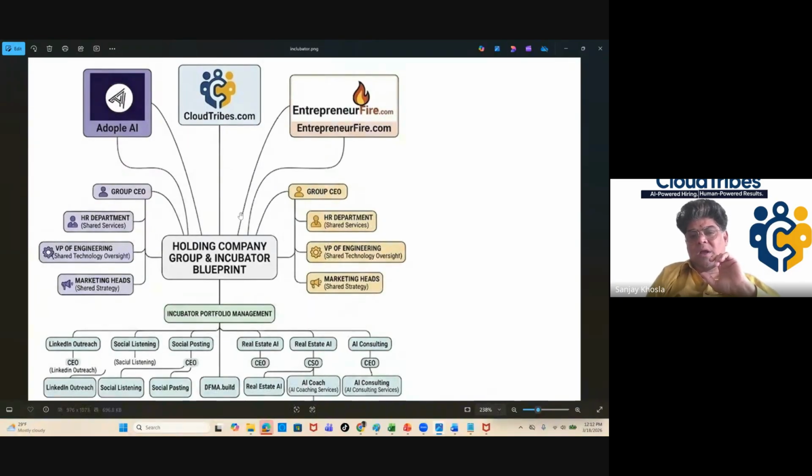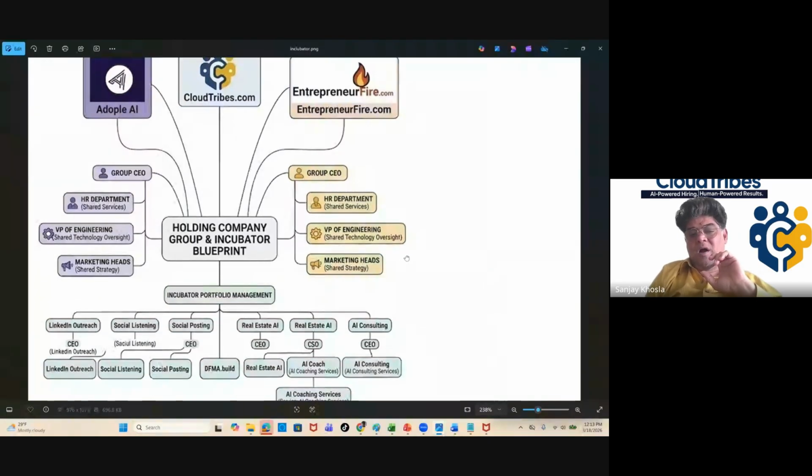And what we're looking to do is start an incubator of different SaaS products and services. So the three companies will be the holding company that will spin off a lot of startups. One of the things you may have heard us talking about quite a bit is LinkedIn outreach. We're going to spin this off as a separate company, and all the different tools that we're building will become micro-SaaS companies. There'll be social listening, another tool that we'll launch.